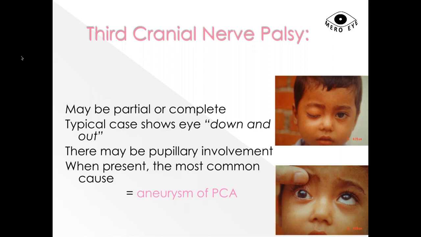Because the third cranial nerve, as we said, is a parasympathetic nerve. So when there is loss of the parasympathetic innervation, there will be unopposed action of the sympathetic nervous system leading to a dilated pupil. When we see a dilated pupil, the most important thing that we need to worry about is the aneurysm of the posterior communicating artery. These aneurysms may burst at any time, causing intracranial hemorrhage. That is why they should be identified early by imaging studies and treated.